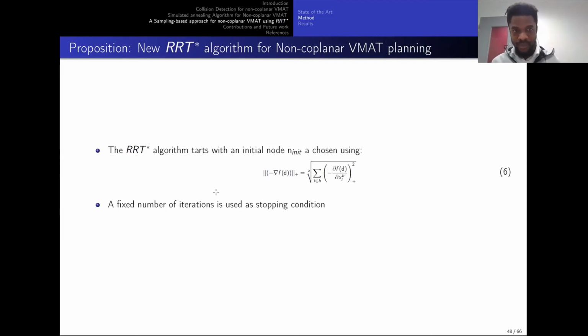And then the second thing that we wanted to point out is the number of iterations that we use as a stopping condition. So for the number of iterations we use one-tenth of the candidate space. So we have a candidate space of 1,000-something orientations. So we use 150 iterations for the stopping condition.